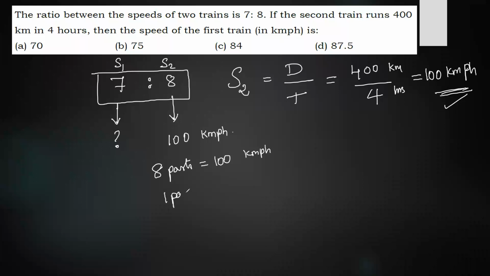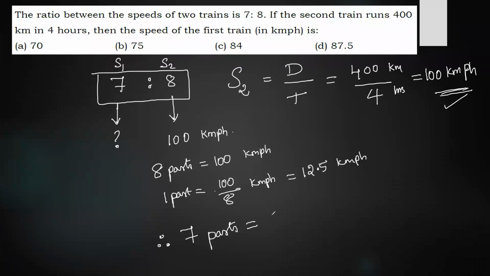So one part equals 100 by 8, right? We remember the fraction: 1 by 8 is equivalent to 12.5. We divide 100 by 8, or you can divide by 4 first. You will get 25 by 2, which is 12.5. So 12.5 km/h. But we need 7 parts, right?